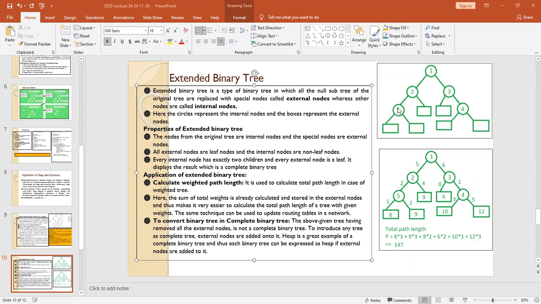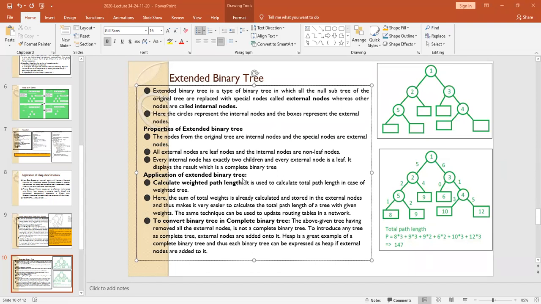So every internal node has exactly two children. You can see internal node 5 has two children, 2 has 2, 1 has 2, 3 has 2 and 4. So every internal node has two children and every external node is a leaf. That is the properties of extended binary tree.